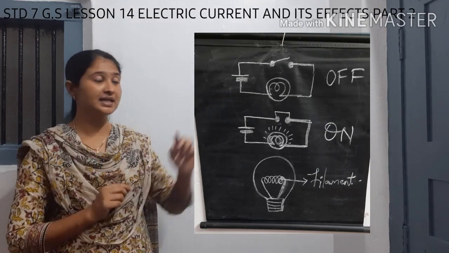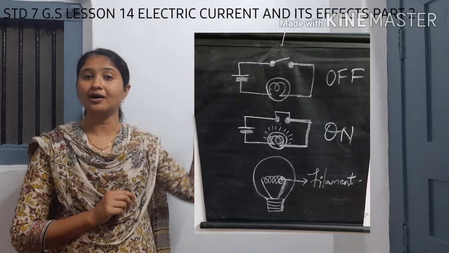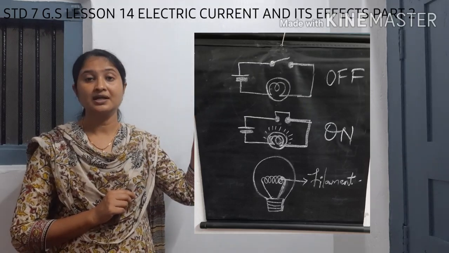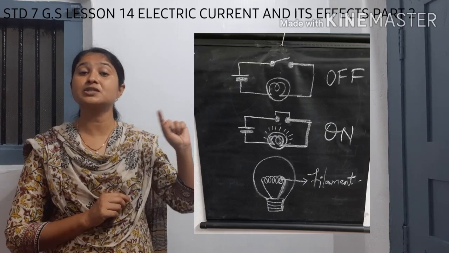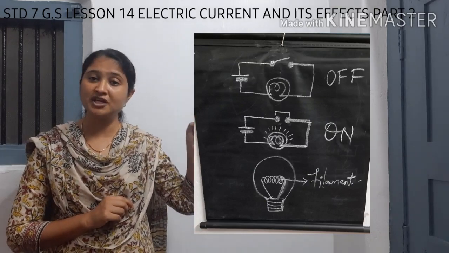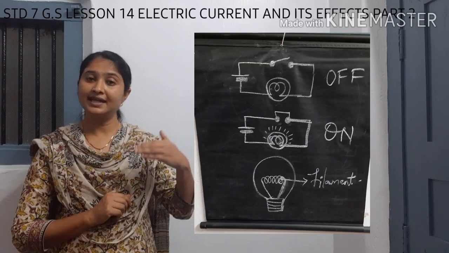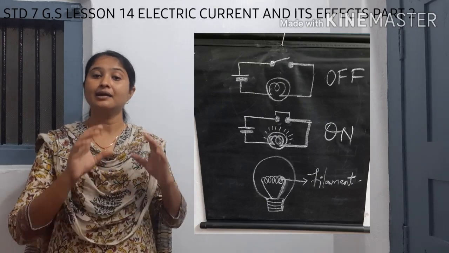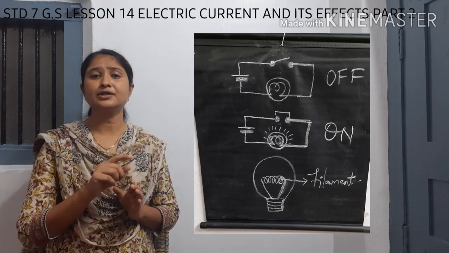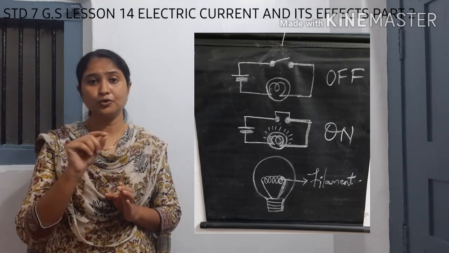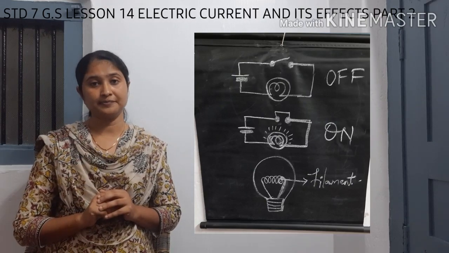So I told you these two lines, that there are two dots. This short line is the switch and it is not touching the two points. So that means the switch is in the off position and the bulb is not glowing. In the next picture you can see the bulb glowing because the two points are touching. That is, the switch is in the on position.